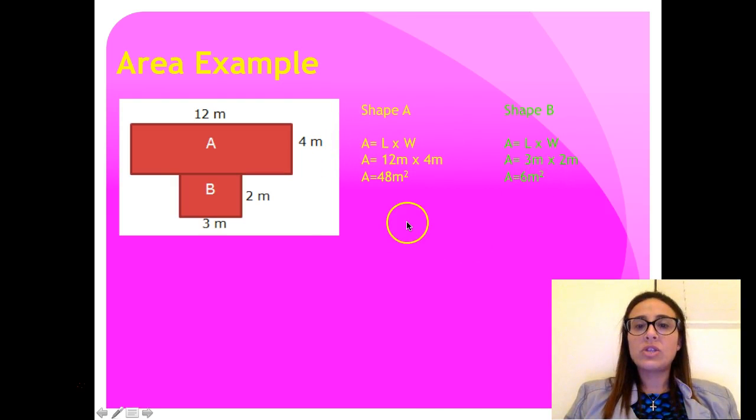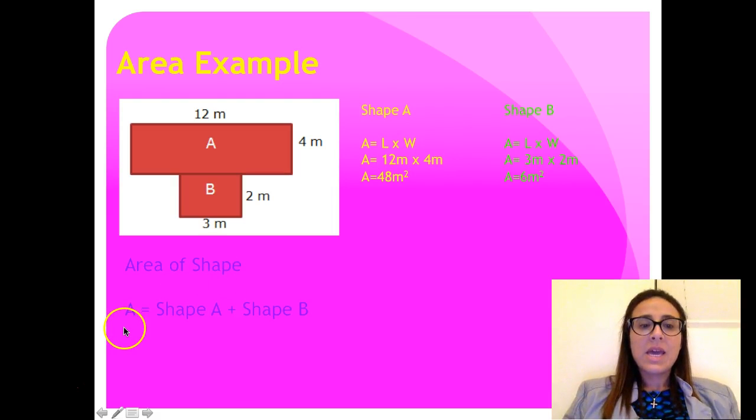The final thing you need to do is add the area of shape A to the area of shape B. So the area of the shape is area equals shape A plus shape B. We know shape A is 48 metres squared and we know shape B is 6 metres squared. 48 plus 6 is 54 metres squared. So the area all in this shape together is 54 metres squared.